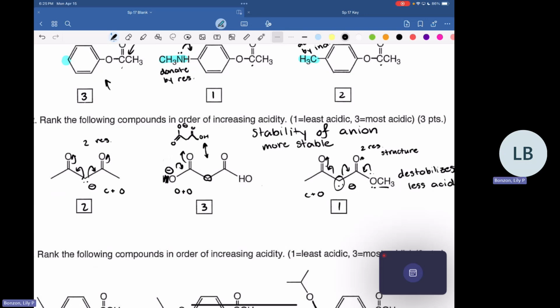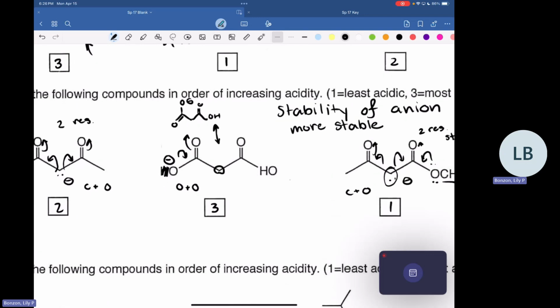Yeah, when you're donating electron density towards negative charge, it's going to destabilize it. So yeah. And then just be careful. You might have one that looks like an alpha hydrogen, but for this one, since we have the oxygen OH, just make sure you're looking at all of the molecule.